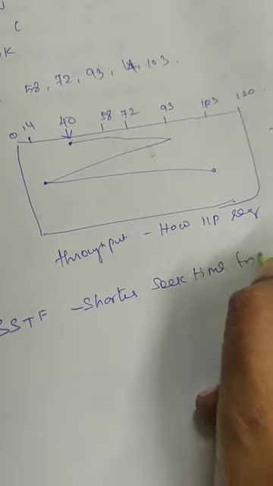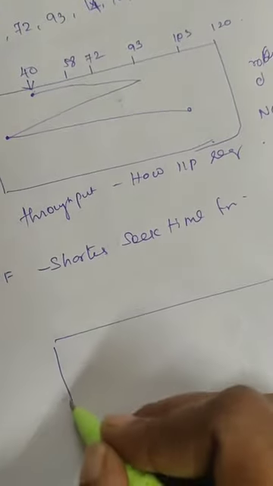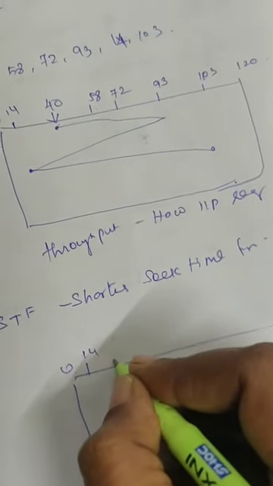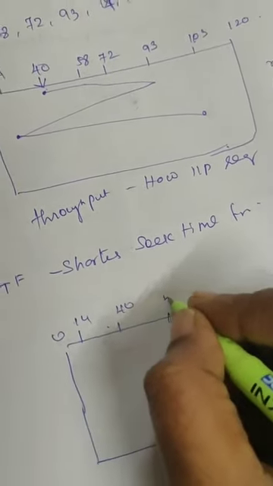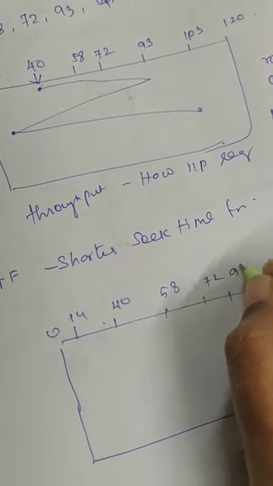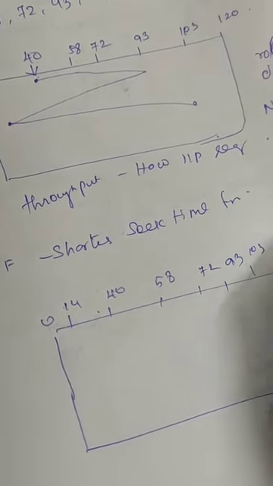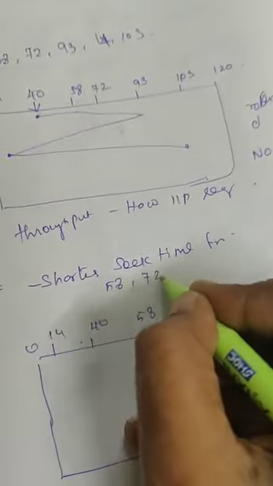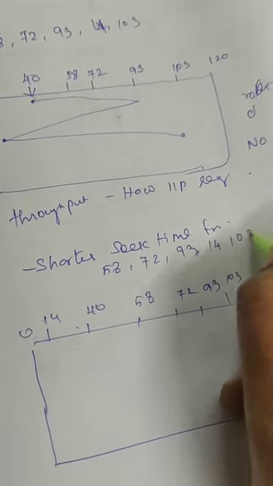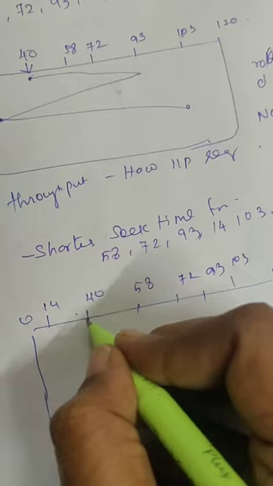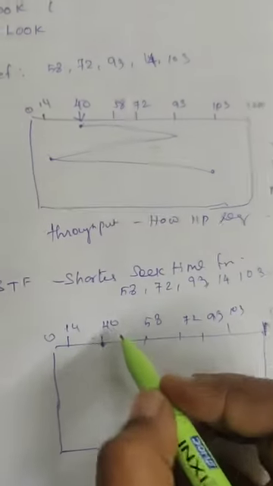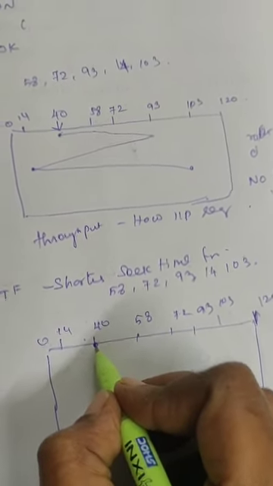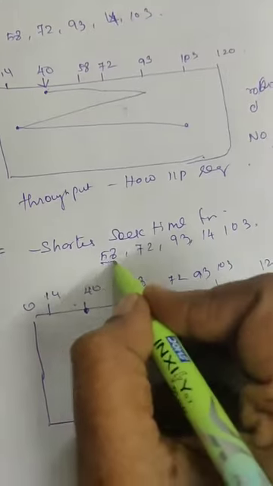Here what happens is, same way, let us have this. So 14, 0, 40 here, 58 here, 72, 93, 103, and the last one is 120, right? So here let us take the same string: 58, 72, 93, 14 and 103. Let us take the same scenario. Your read head is available here. So now from here, the immediately reachable request is 58.